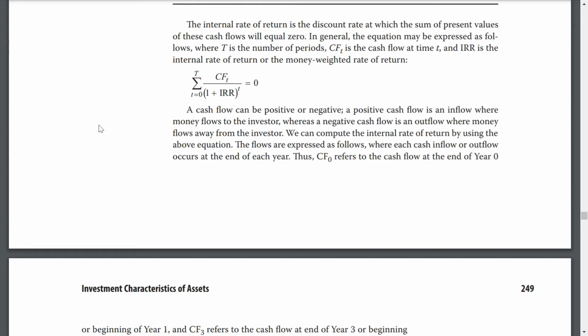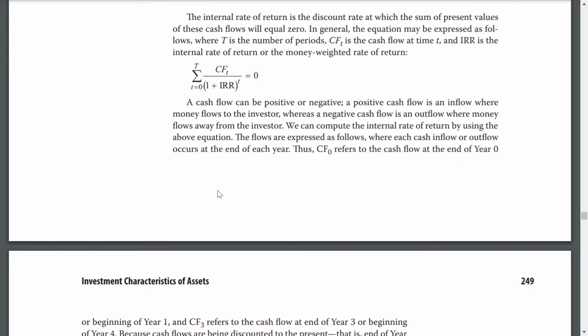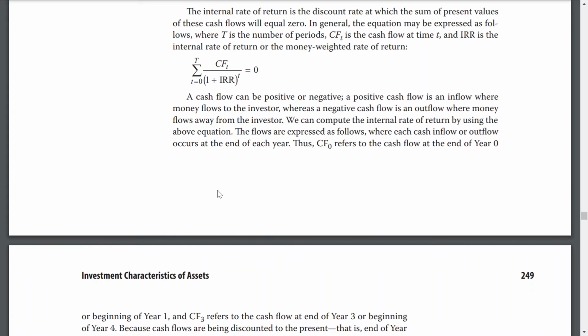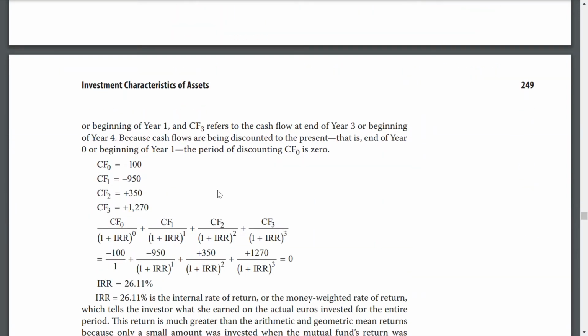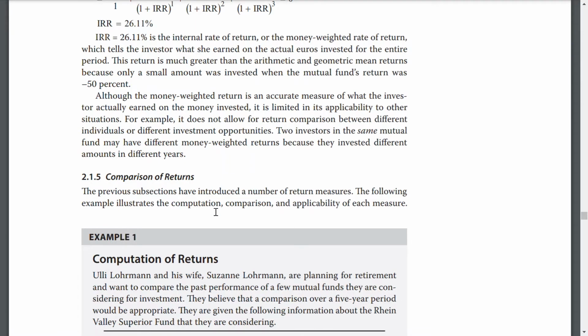The cash flows are expressed as follows, where each cash flow, inflow or outflow, occurs at the end of each year. Thus, CF0 refers to the cash flow at the end of year 0, or the beginning of year 1.